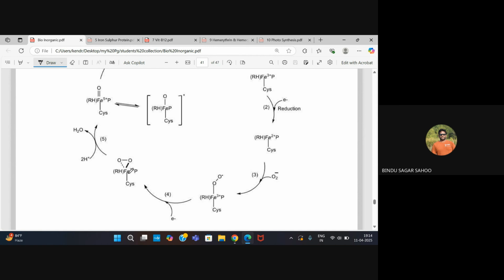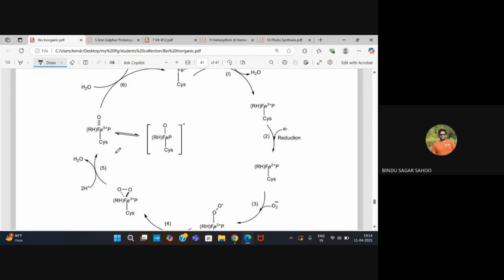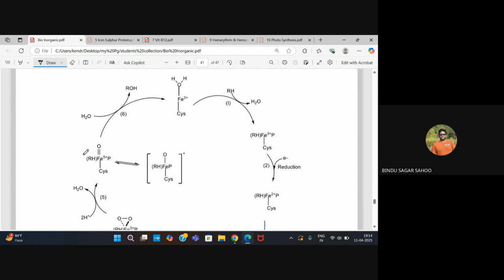And in the next step, we are adding two protons, and these two protons can remove one of the oxygens, and it will form a water molecule, and the complex will be like that. And in the next step, if we add a further water molecule, then this complete group RH and double bond O, this part will be removed just like an alcohol, and further the water molecule gets coordinated to this metallic center.